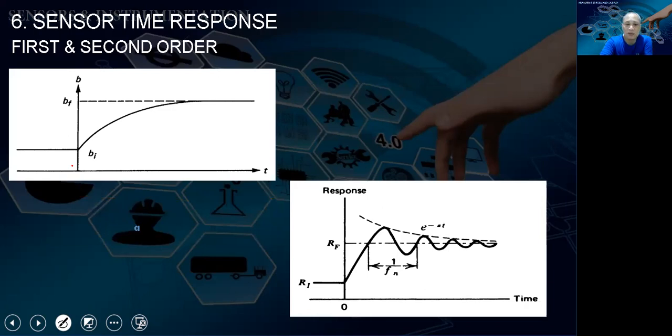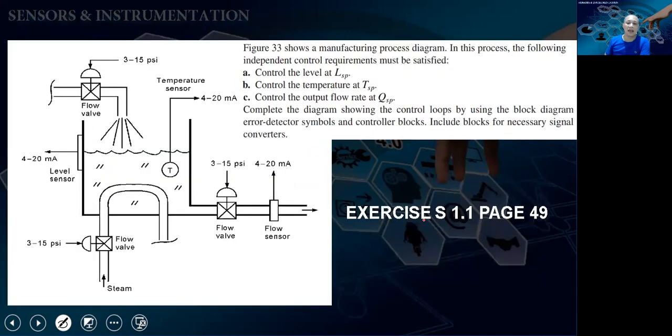I forgot to mention before what BI is. BI is when it is starting, and BF when it is finishing. So if you look at this, there is oscillation, like that. So that's a sensor time response. And then, okay, I guess we are at the end of it.